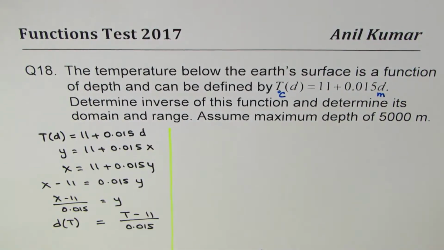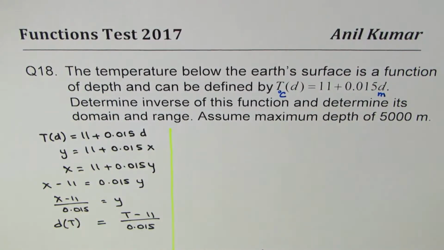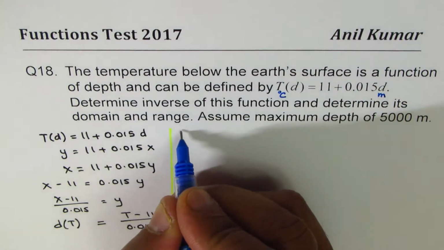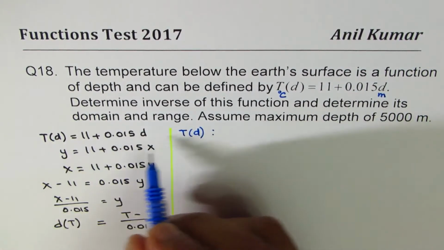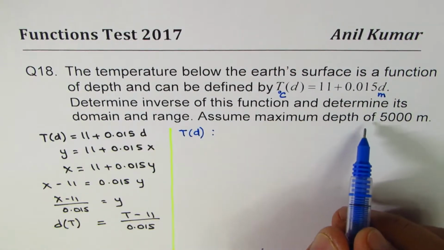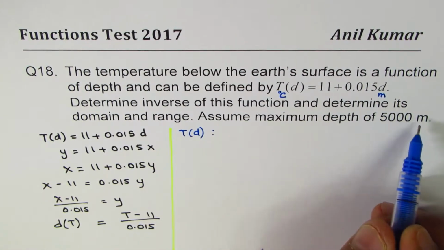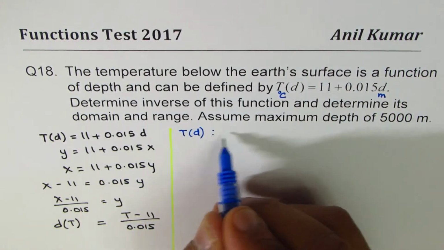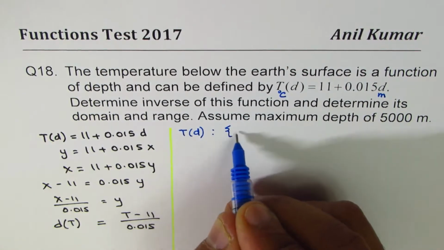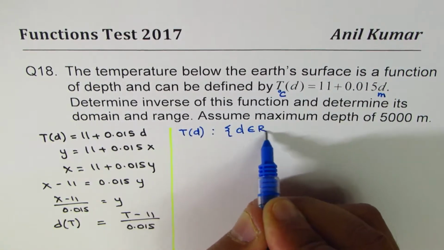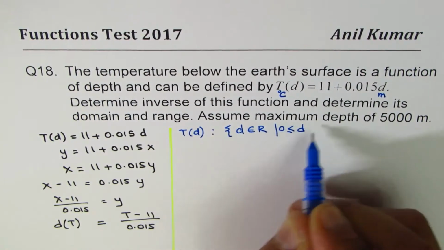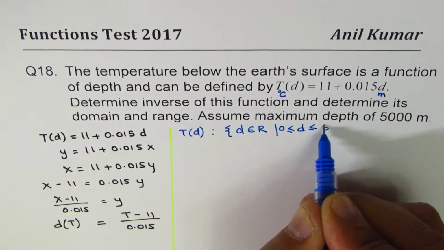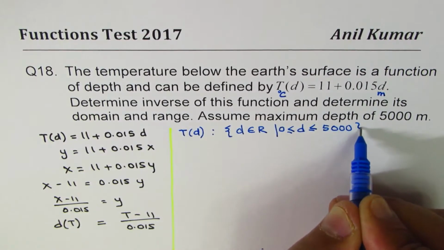So what we will do here is find the domain and range of the function. First, let's consider the function itself. For this function, the depth is given to us to be a maximum of 5,000 meters. So the domain is d belongs to real numbers, where d is greater than or equal to 0 and less than or equal to 5,000.